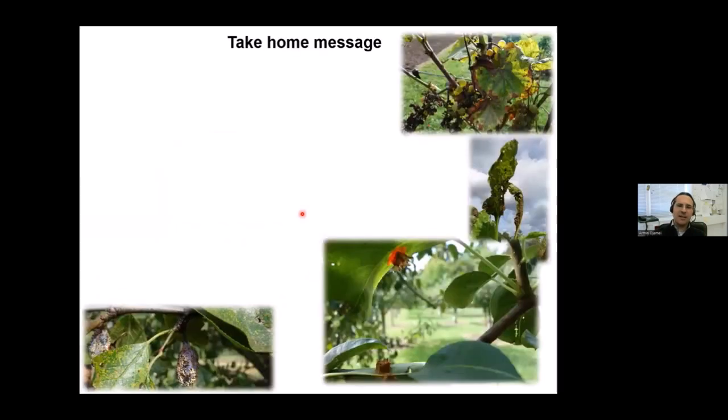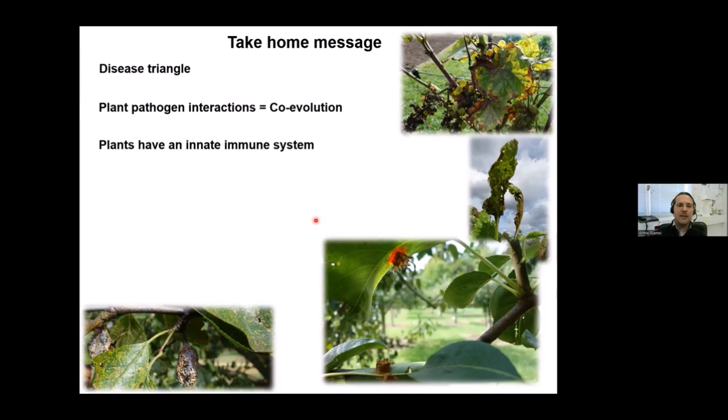And with this, at the end, I would like to summarize my take-home messages: we have a disease triangle composed of the genetics of the plant, the genetics of the pathogen, and the environment. We have an ongoing co-evolution between plants and pathogens, and this is just a moving target. Plants have an innate immune system. This means it's genetically encoded what they can recognize and what they cannot recognize. And if they cannot recognize it, they cannot learn it, as we do.